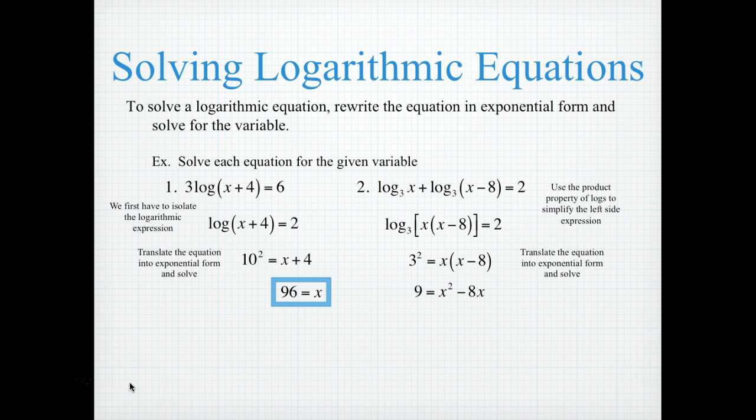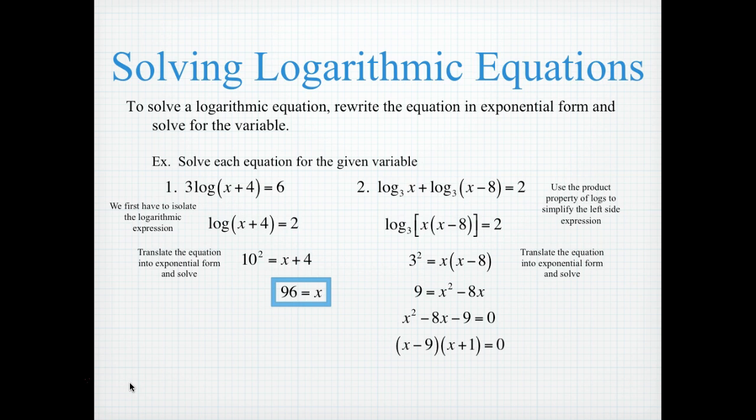Now we simplify and solve. Distributing the x gives us x squared minus 8x, and 3 to the second power is 9. We see here we have a quadratic equation, and what's always recommended in a quadratic equation, if you remember from Tier 1, is to set the equation equal to 0, and in this case, factoring is going to be the most convenient method to solve.